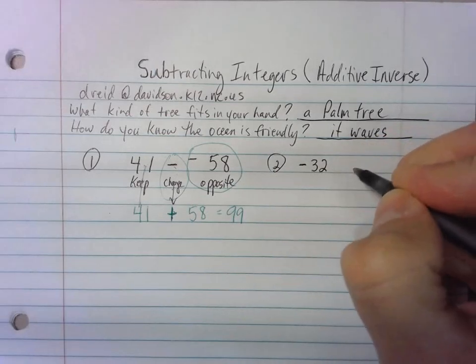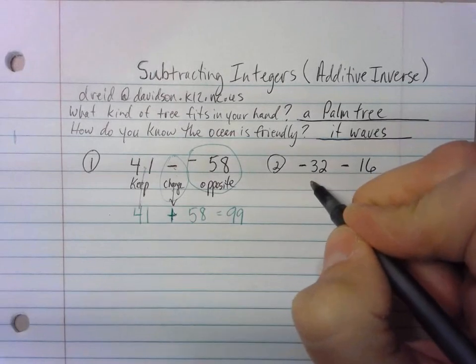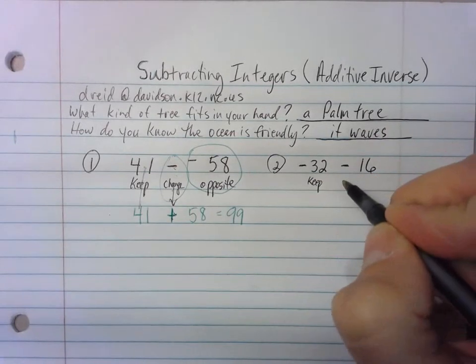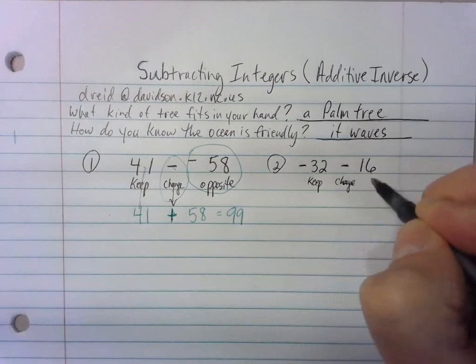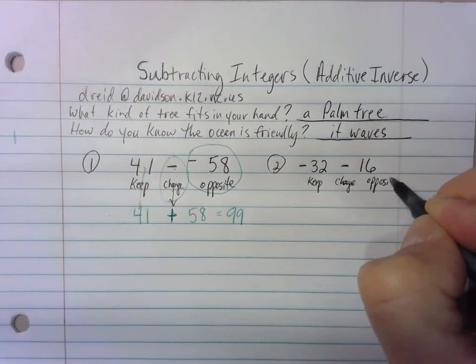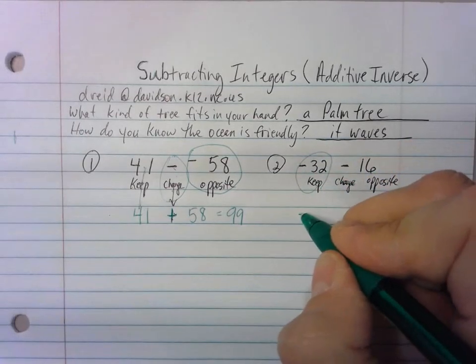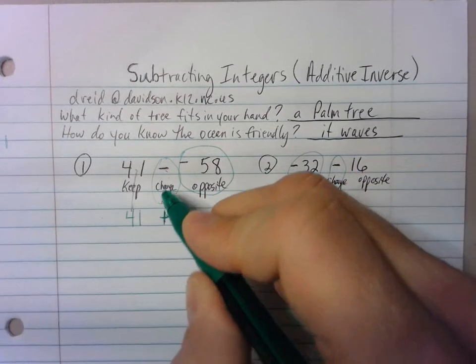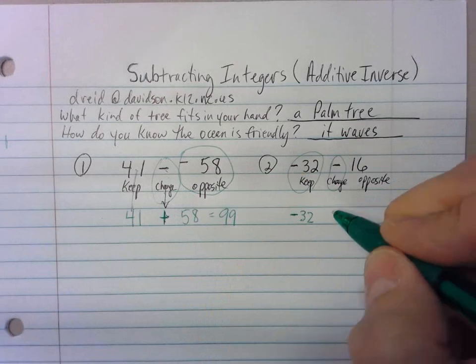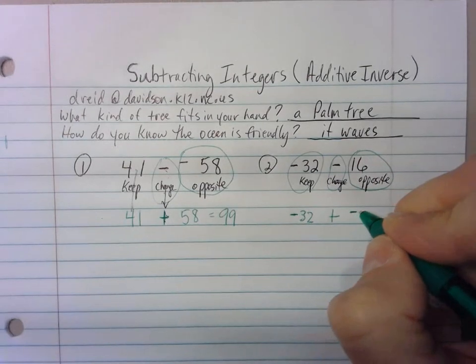32 minus 16. Okay. So again, we're going to keep this the same. We're going to take the opposite of that, or change that to addition. And then we're going to take the opposite of that. Okay. So if we keep this first one the same, that means it's going to be negative 32. If we change this from subtraction, of course we're going to change it to addition, just like we did over here. And then we're going to take the opposite of that number after the subtract sign, and the opposite of 16, of course, is negative 16.